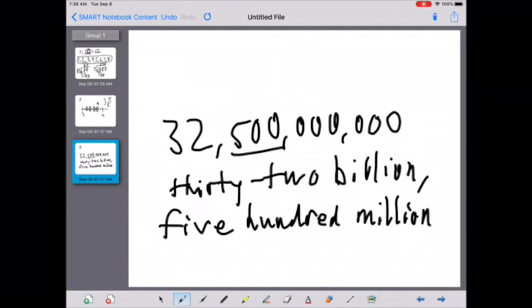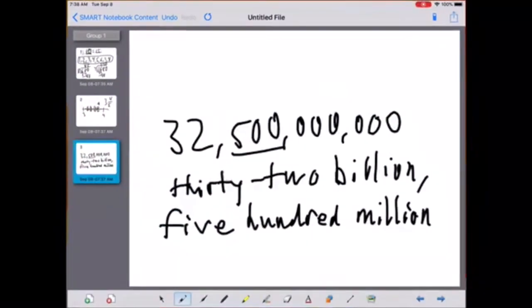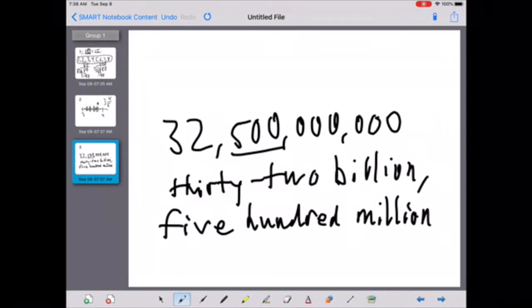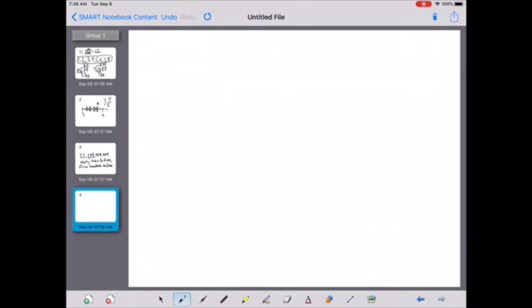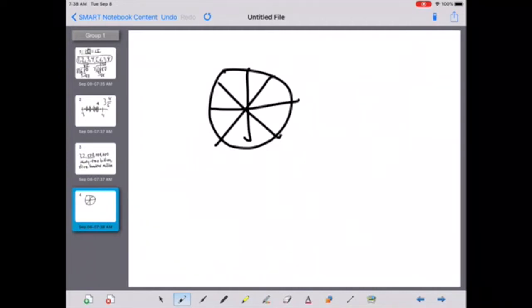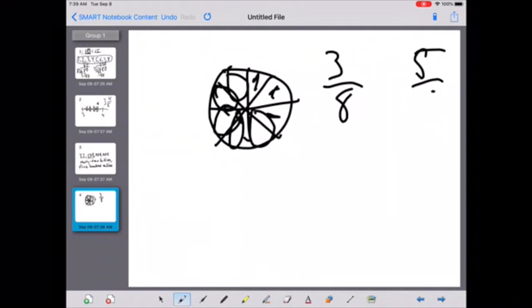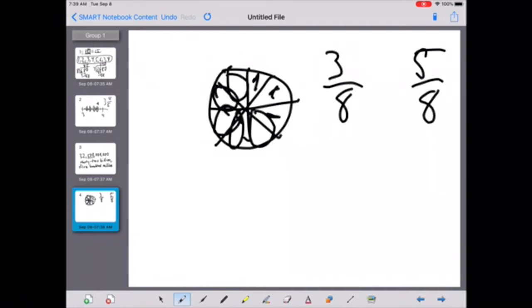Number 8, what fraction of the circle is shaded? Sorry, wrong button there. You can see it's divided into eighths. And they have 1, 2, 3. So the first answer is 3/8 are shaded. The second question is what fraction of the circle is not shaded? That would be counted over here. 1, 2, 3, 4, 5. Some of you who are good at math quickly might have just subtracted 8 minus 3 to get the 5.